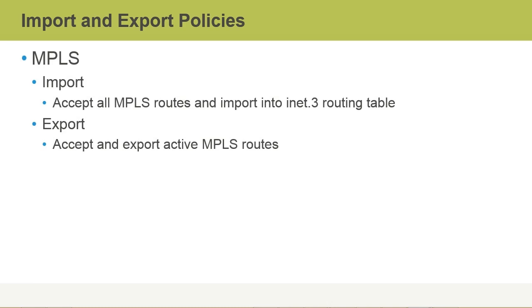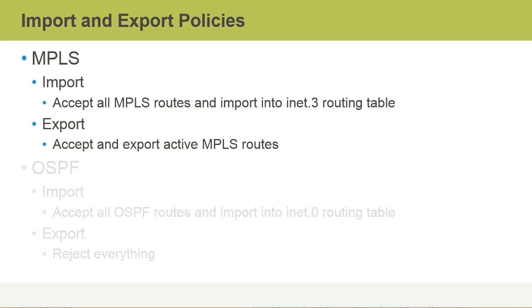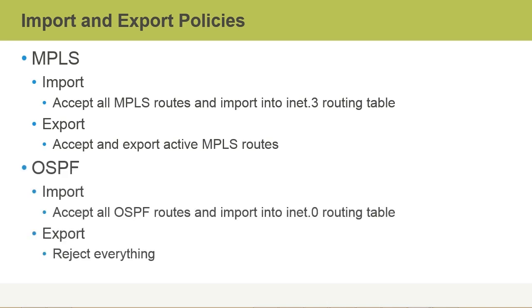MPLS has a default import policy of accept all MPLS routes and import them into the inet.3 routing table, while the export policy has a default of accept and export any active MPLS routes. OSPF has a default action of accept all OSPF routes and import those into the inet.0 routing table as a default import policy, while the default export policy is to reject everything with OSPF.